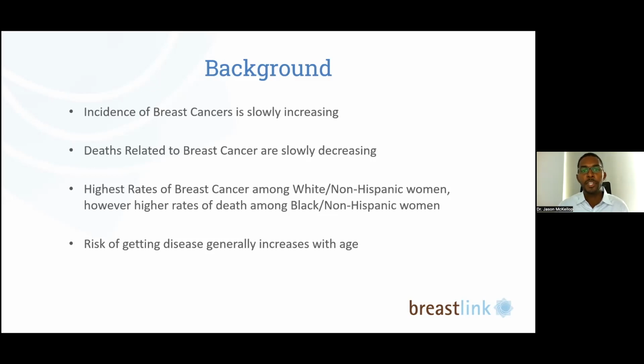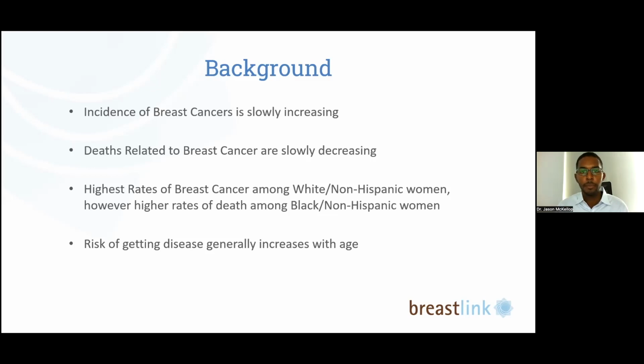Frustratingly, the incidence of breast cancer is slowly increasing. Incidence is basically defined as the rate at which a population is developing a disease. So we've seen over the past several decades, there's been a slow incremental increase in the rate at which breast cancer is being diagnosed. Fortunately, however, the deaths related to breast cancer are slowly decreasing. This is felt largely to be attributed to the fact that we're able to diagnose disease at a smaller size, and that the treatments for this disease have improved.